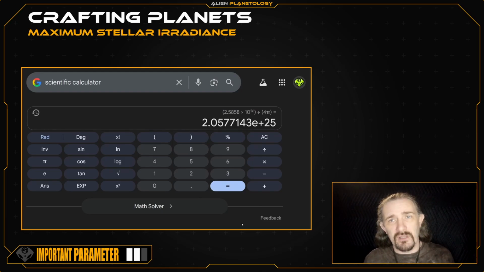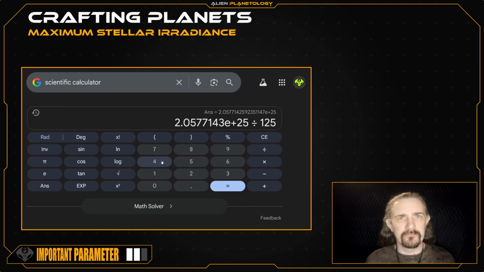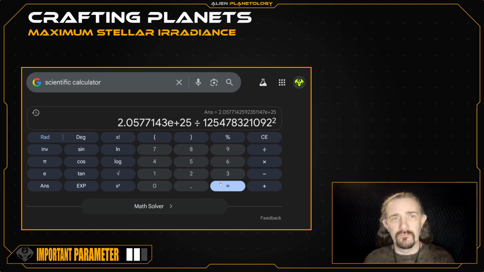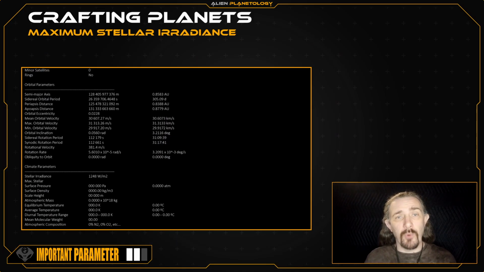So with it on the calculator screen, I'll divide and enter my periapsis distance. Then square it by raising it to the power of 2. So your equation should look something like this. Press equals, and there's my maximum stellar irradiance. So I'm going to add that to my SAP sheet, even though this particular planet doesn't really need it.